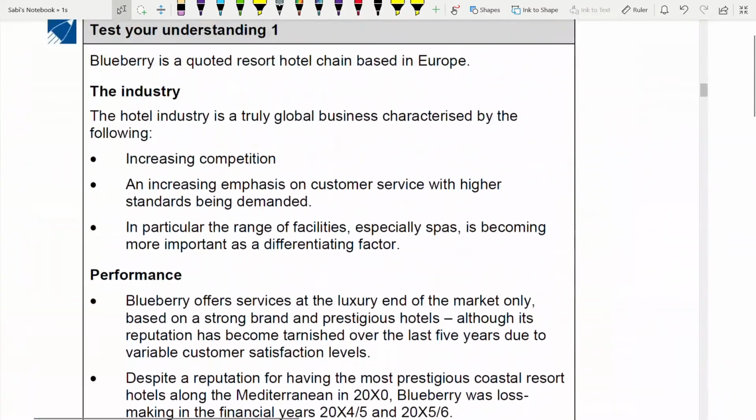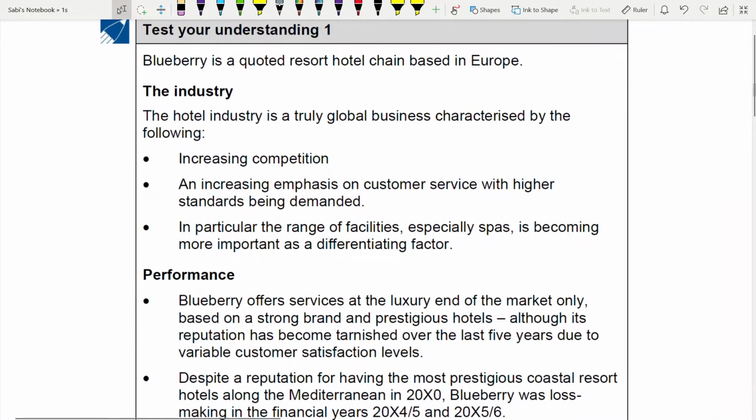So now let's read what's there. Blueberry is a quoted resort hotel chain based in Europe. What is it? It's a quoted resort hotel chain. So it's a resort, which means it will have seasonal business. What can you imply from this? Because it's a resort hotel chain, it will not be used throughout the year. Okay, seasonal.